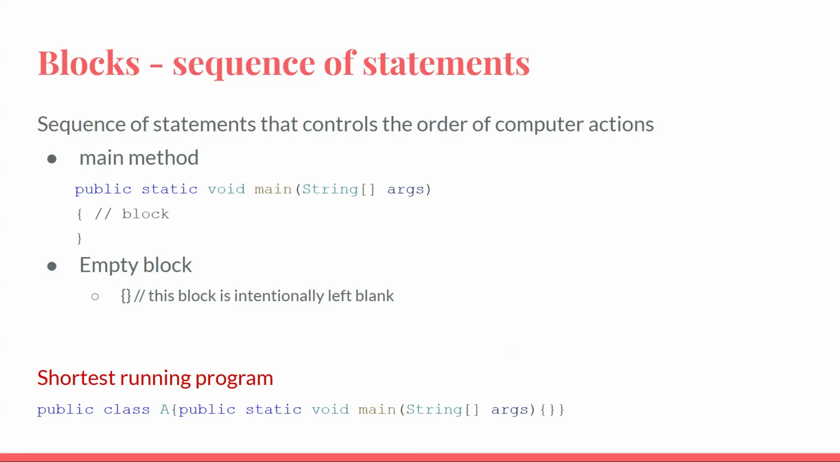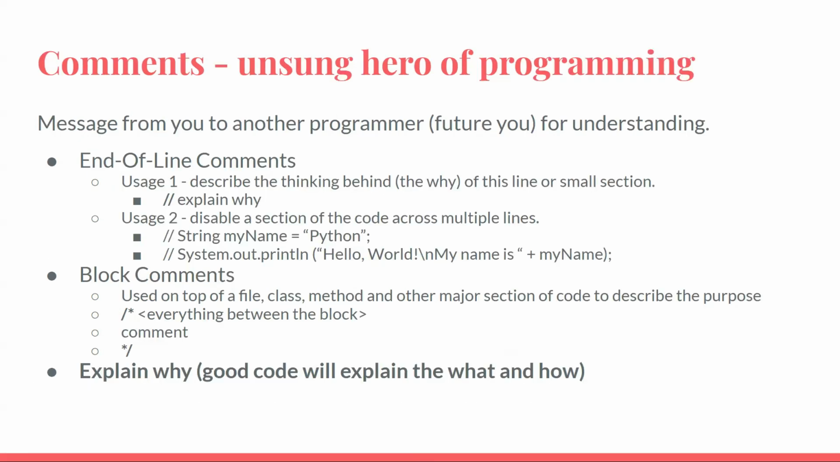Just for fun, here is the shortest running Java program. It doesn't do anything. You must have a class with a single letter, a method signature of main with an empty block, all on a single line. This is the last important concept in this episode.